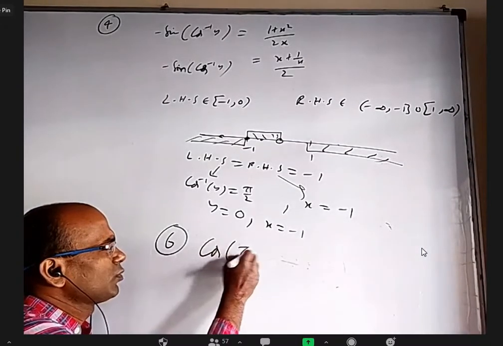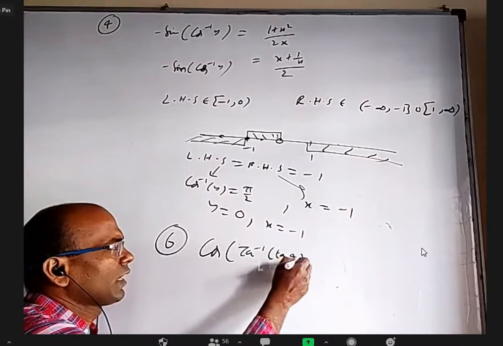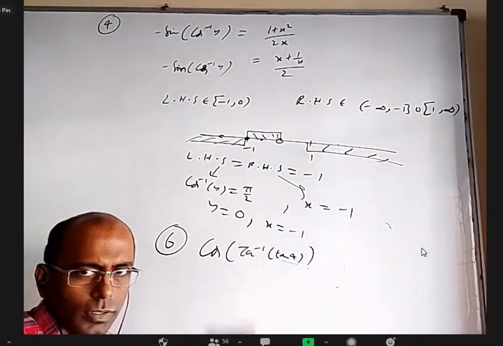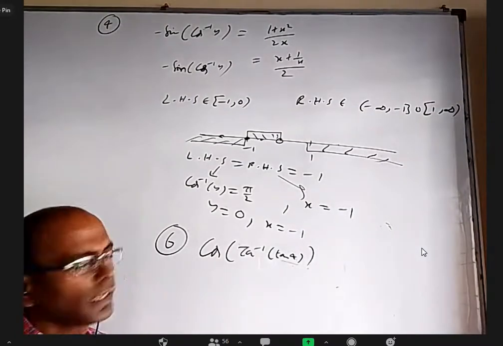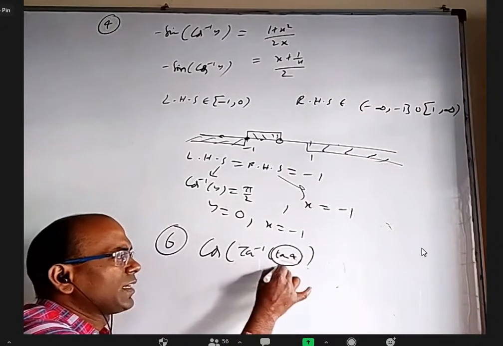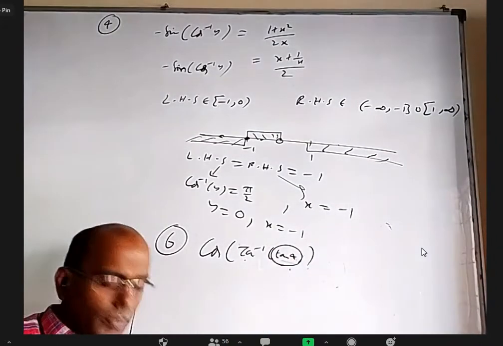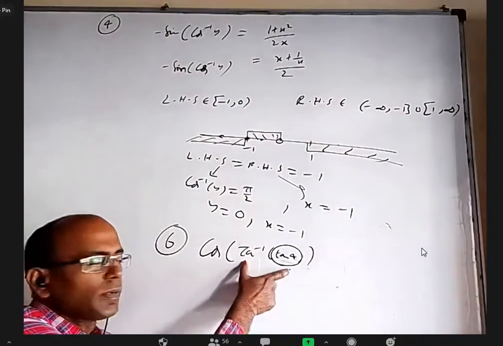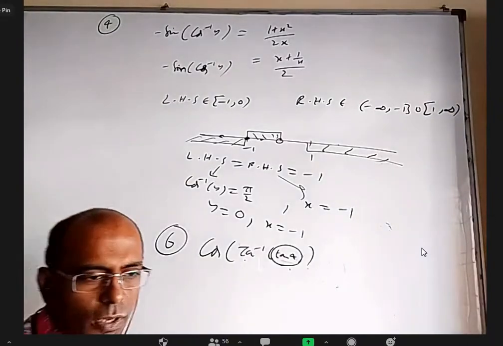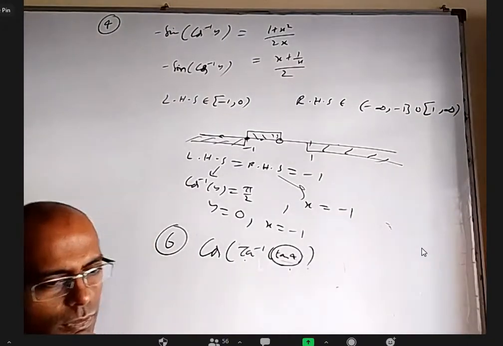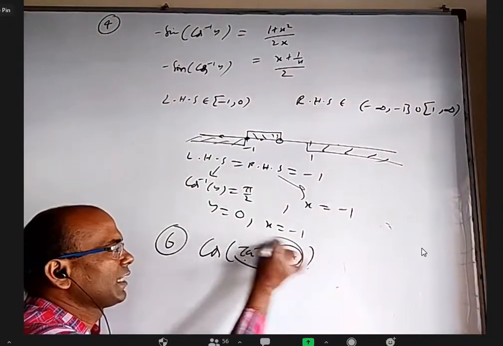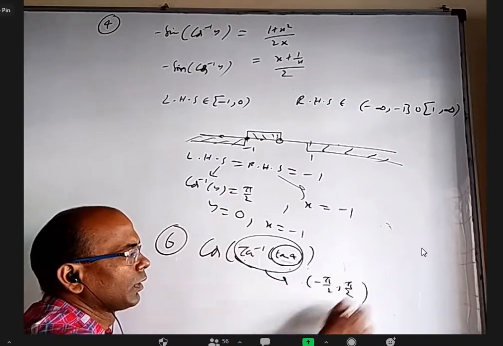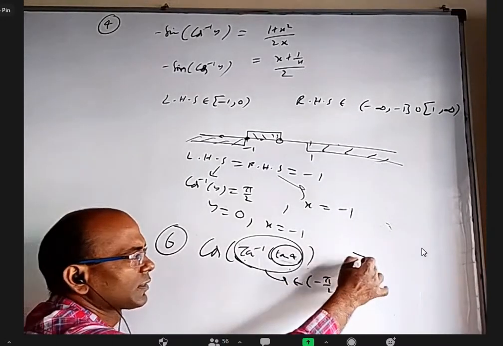Cos of tan inverse tan 4, I don't even have to solve it or find anything. I know how to find tan inverse tan 4, and we have discussed it already, but I don't need it. Let it be whatever it is. Tan inverse of something is always between -pi by 2 and pi by 2, and cos of something between -pi by 2 and pi by 2 is always positive. So this inner part belongs to -pi by 2 to pi by 2, and that's why cos of that is greater than 0.